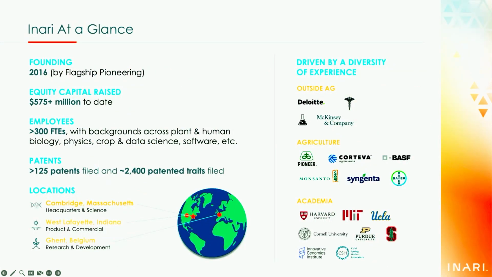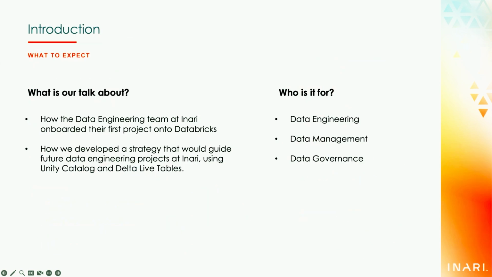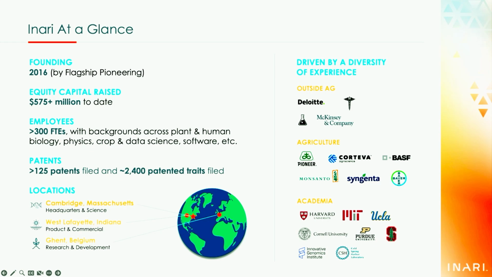Some quick facts about Inari. We were founded in 2016, and came out of Flagship Pioneering. We've raised over $575 million to date, with the Series E funding coming in at the beginning of the year. We have over 300 full-time employees across 3 different sites: Cambridge, Massachusetts, where Kishore and I are based, West Lafayette, Indiana, and Ghent, Belgium. We have a diversity of experience both inside and outside of agriculture, coming from some of the leading global research institutions as well. If you'd like to learn more about Inari, you can go to our website, inari.com, or come talk to us after the talk.